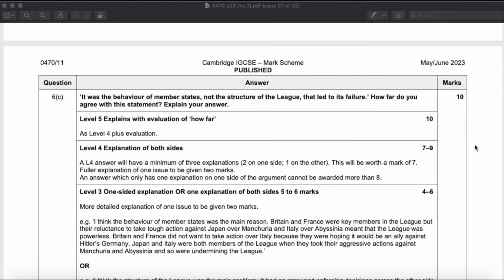So you need multiple P.E.E.L paragraphs here to really get to the top levels. And if you see that last line, an answer which only has 1 explanation on one side of the argument cannot be awarded more than 8. So one mistake I used to see all the time that thankfully I don't see much anymore is some students would just go absolutely crazy and write 4 or 5 P.E.E.L paragraphs on one side that were pretty good, and then only 1 on the opposite side. So even if they had 6 P.E.E.L paragraphs that were great, only 1 of them was on showing any balance. The 8 marks was the most marks that could be got.